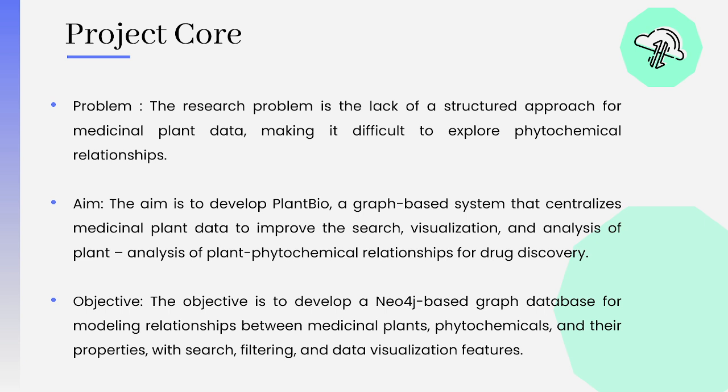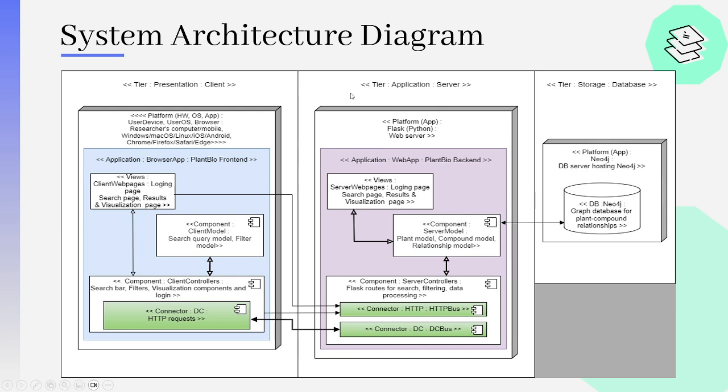And the objective is to develop a graph database for modeling relationships between medicinal plants, phytochemicals, and their properties with features like search, filtering, and data visualization. So, this project is designed to provide researchers with a powerful tool to accelerate drug discovery research. Let's move on. And here is my system architecture diagram.